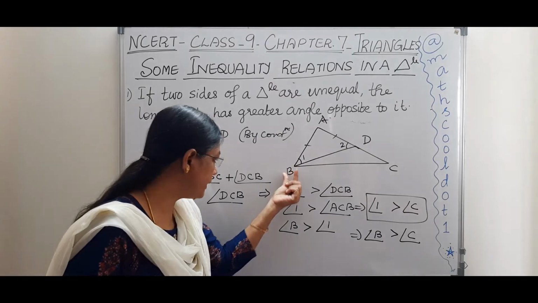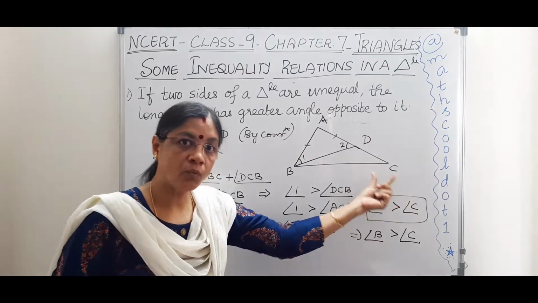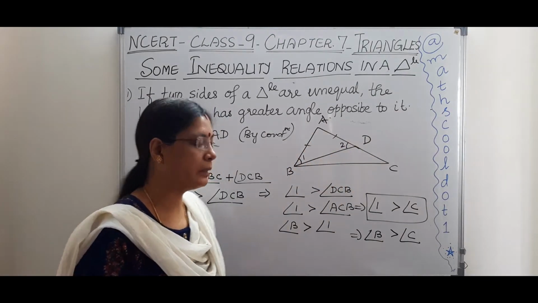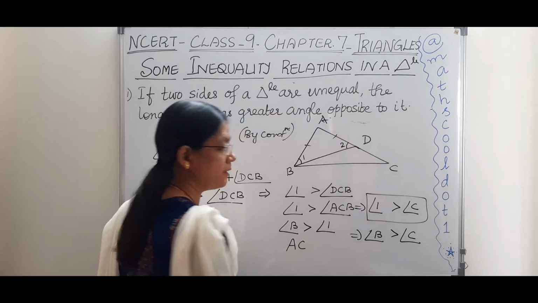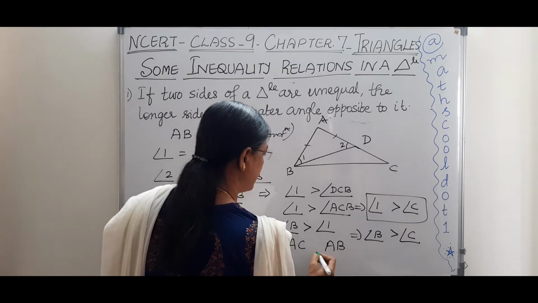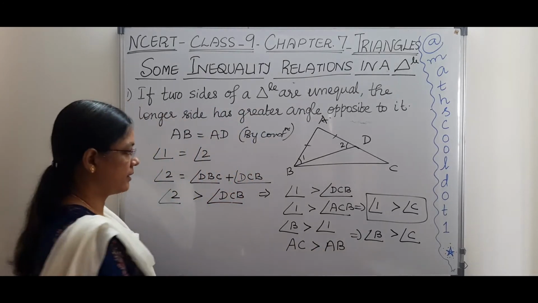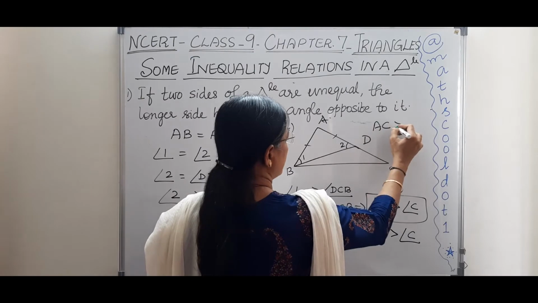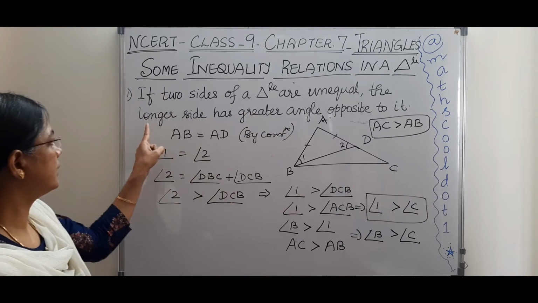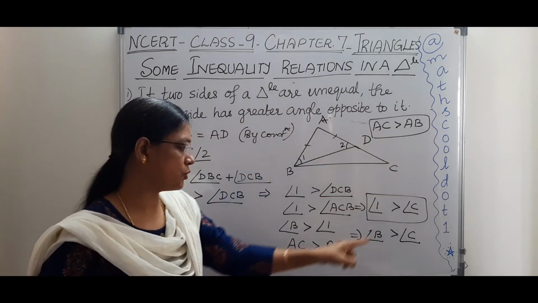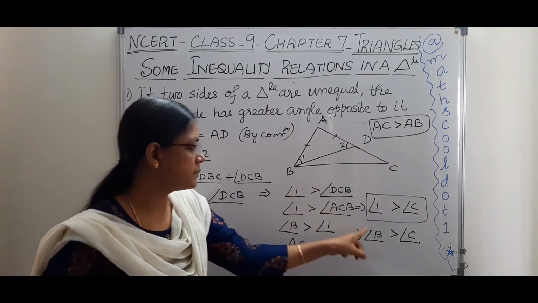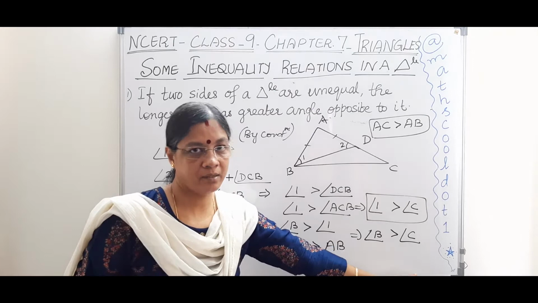So if angle B is greater than angle C, which means the sides opposite to them: the side opposite to angle B, that is AC, and the side opposite to angle C, AB. So we can write AC is greater than AB. Now we have proved that the longer side has the greater angle opposite to it. Which is the longer side? AC is the longer side, and opposite to AC is B, and B is greater than C.